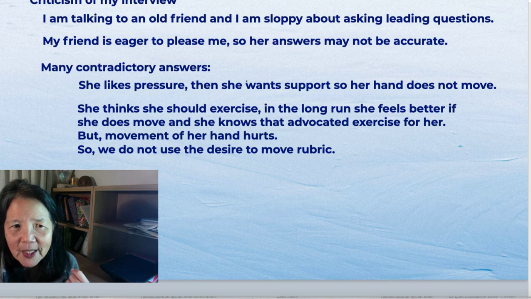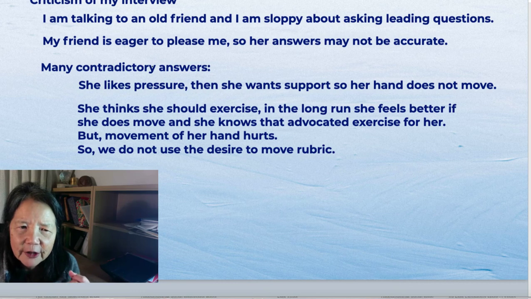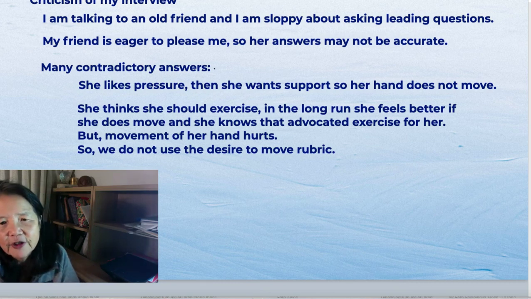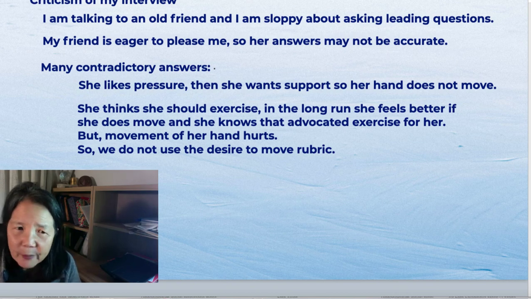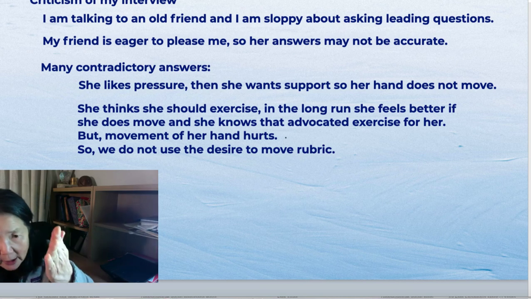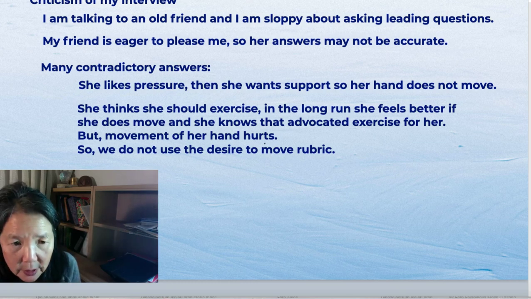She's my friend, but she gave me some kind of contradictory information. Like she likes pressure. At first she said she wants to support her hand so it doesn't move. And then pressure, she said, no, pressure is not something that she likes. She is not even sure she wants touch, a little bit of rubbing. She's very unsure about that. Anything that moves her hand probably is not very comfortable. And she thinks she should exercise. In the long run, she feels better if she does move, and she knows that I'm an advocate for exercise for her. But the movement of her hand, it's the hand we're concerned about, makes her hand hurt.